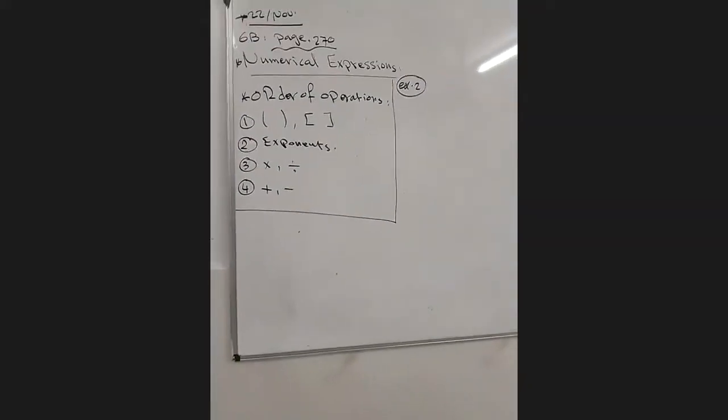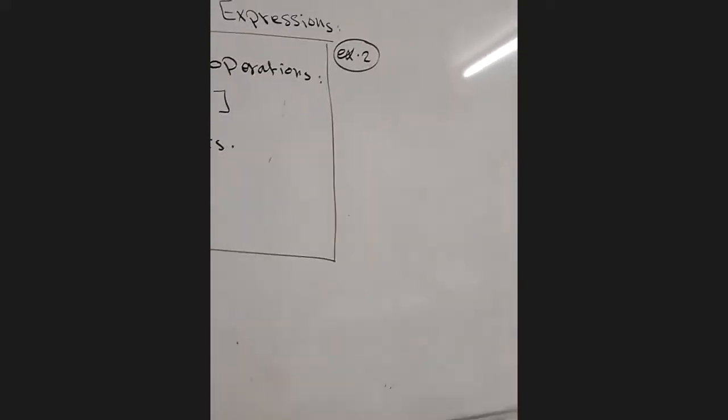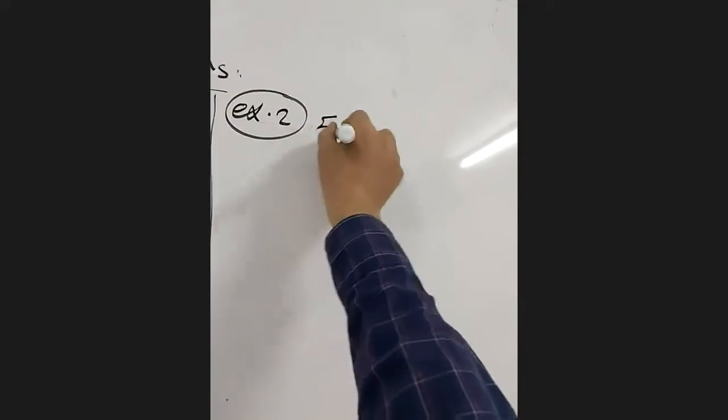Let's today go to example 2 together. Example 2, and we'll use order of operations always. Example 2, read, Mr. Abdul Rahman, read. Okay, example 2, evaluate numerical expressions. Evaluate 5 plus 8 to power 2 divide 2 over 5 multiply 2.